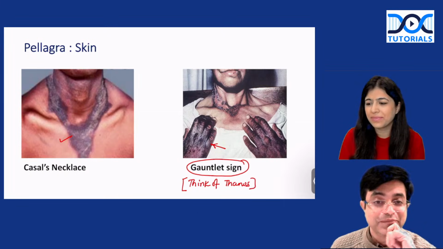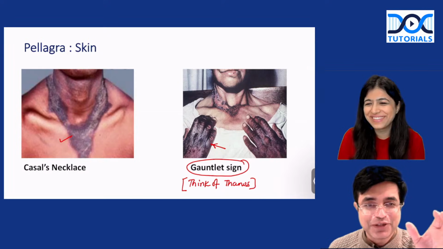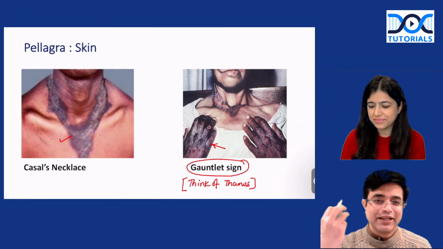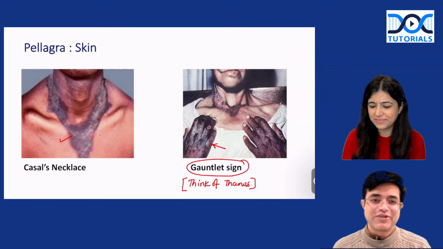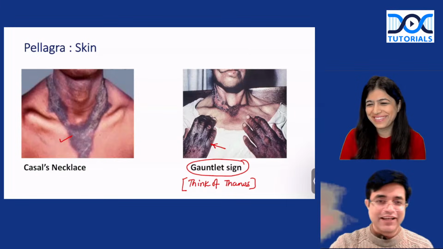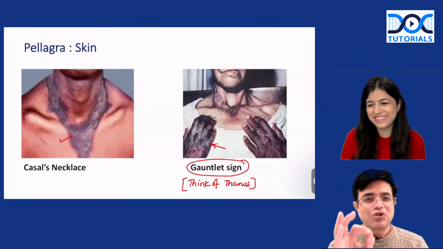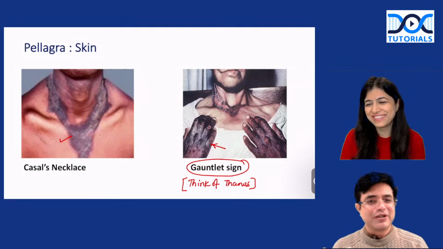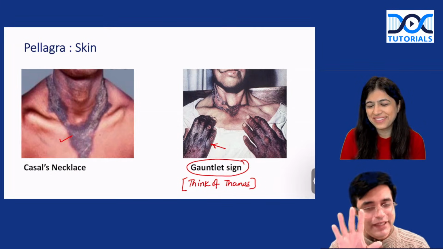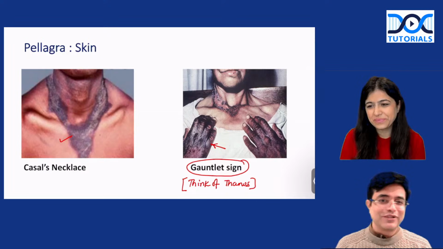Think of Thanos. Those who watch Marvel Cinematic Universe, Thanos had a gauntlet in which he put those mystery stones, and then he did like this, and half of the population evaporated. Those who watch Hollywood movies, they would know what I'm talking about. That is why we call it gauntlet sign. For those who don't watch Hollywood movies, it's okay. You don't have to think about that.